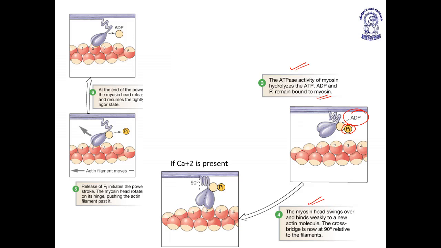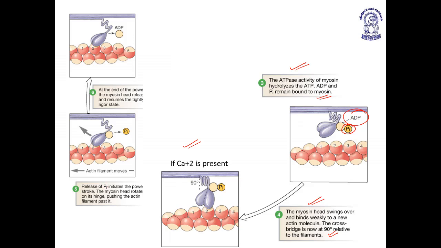The myosin head swings over and binds weakly to a new actin molecule. It comes forward and binds to the new actin molecule. The cross bridge is now at 90 degrees relative to the filaments. Previously it was 45 degrees, now it is 90 degrees. This will happen only if calcium is present.